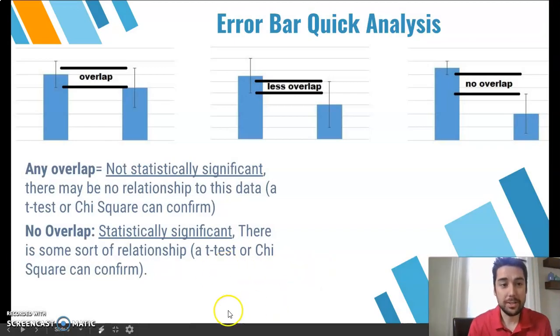And then we have some error bar analysis. Now I love this. This is from some website called Biology for Life. You should check it out. There's a lot of great stuff there.